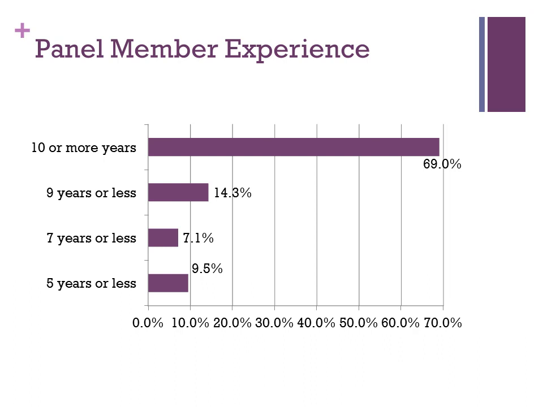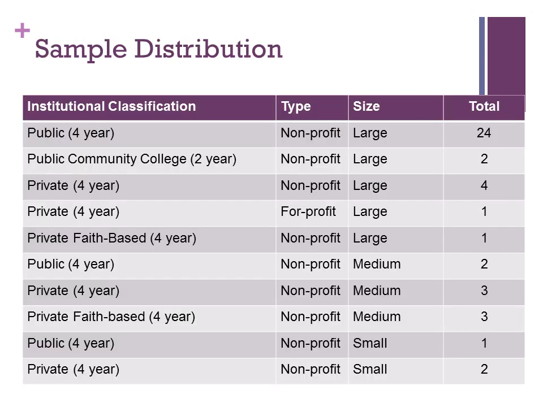76 experts were identified and invited. 43 completed the very first survey round. More than 83% of the panel members had 9 or more years of experience in the administration of online programs. You can see that 69% had 10 or more years, which further strengthened the validity of this. The sample distribution was very close to what I'd hoped, with a variety of institutions represented.